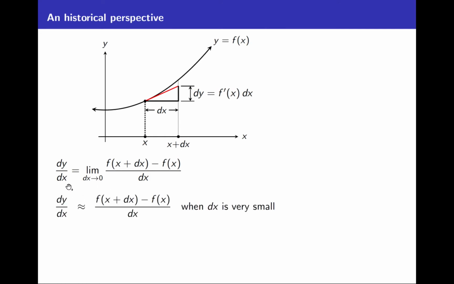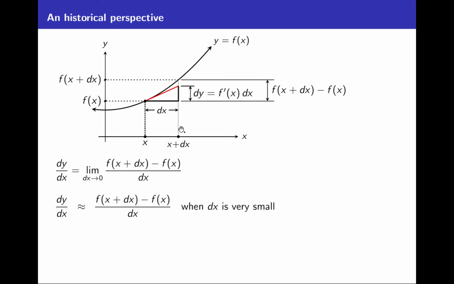So from this limit, you might say that dy dx is approximately equal to f of x plus dx minus f of x over dx when dx is very small, because the limit says that as dx goes to 0, that quotient gets closer and closer to dy dx. Now let's look at the numerator of this fraction, f of x plus dx minus f of x. Where is that in this picture? Well, f of x plus dx is this y value, f of x is that y value, so their difference is the distance from f of x to f of x plus dx. It's this vertical distance here that I've labeled.